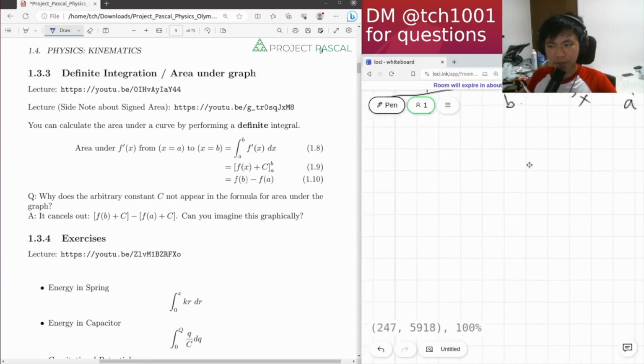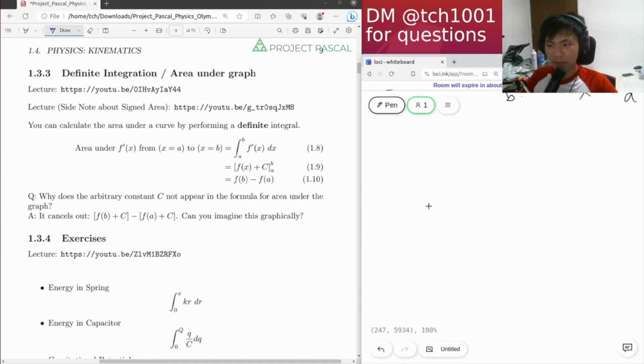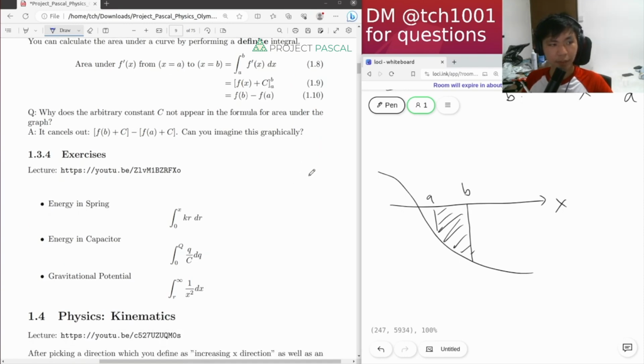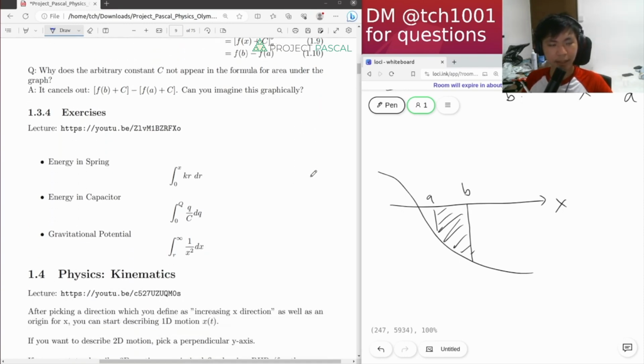Now one also needs to be careful about the concept of a signed area. If I have a graph that goes under the x-axis, for example this, then the area from this point A to this point B is actually going to be negative. Now in physics, the concept of integration appears in many places. Here are 3 examples.